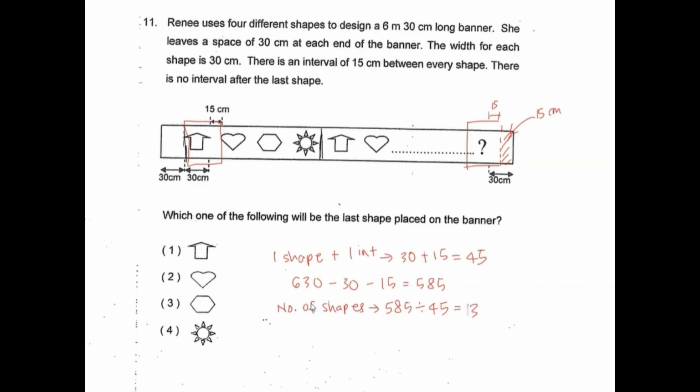Which one is the last one on the banner? Now it repeats every 4 patterns, so we divide by 4, which is 3, remainder 1. So remainder 1 means this is the first shape. The first shape is the arrow. Okay, so answer is 1.